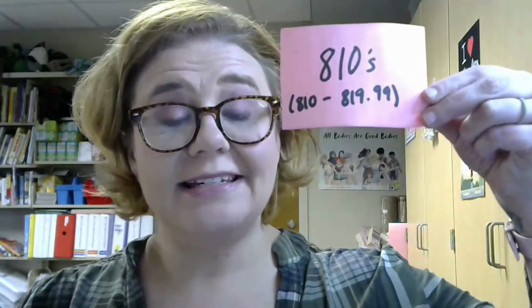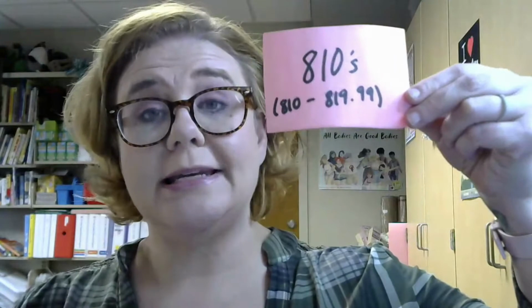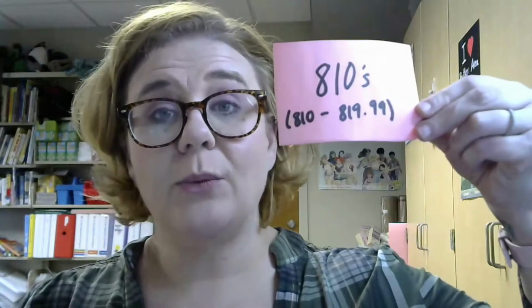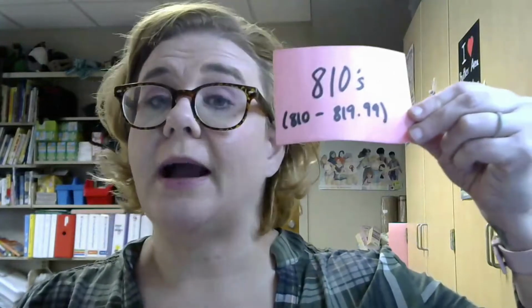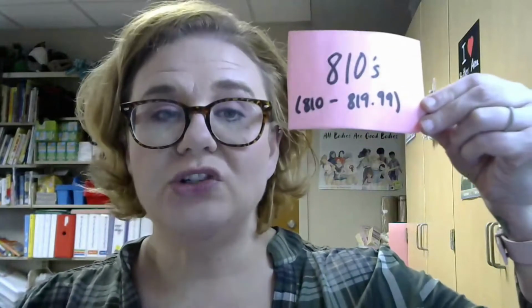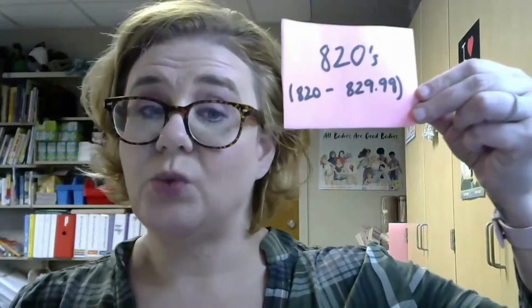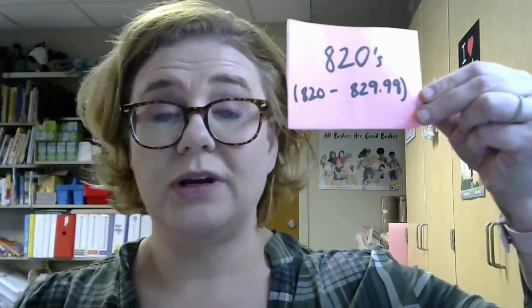Next, we have the 810s. That's 810 to 819.99. And this is where we will find information regarding American and Canadian literature. Most notably in this section, you will find poetry at 811. Next, we have the 820s. So that's 820 to 829.99 into infinity. And this is where you're going to find English literature.